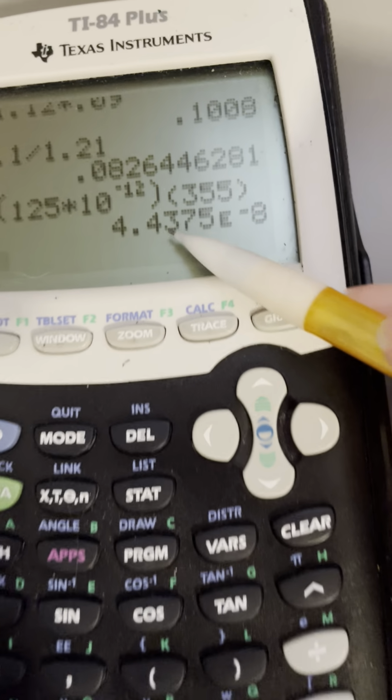Okay, so we get 4.43, I'll say 4.44. I'll just leave it as times 10 to the negative 8 coulombs. Yeah, because I think it would have had to have been times 10 to the negative 9 to do nano, which is what I was thinking of.